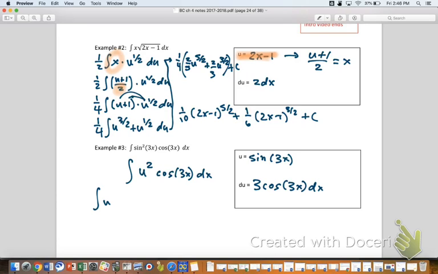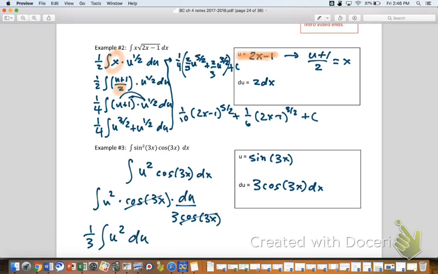Yeah, that whole big expression, it would be u squared times cosine 3x times du over 3 cosine of 3x. As I do a little bit of division and substituting here, wouldn't this then cancel with that? Yeah. It's kind of the whole point. Giving us 1/3 integral u squared du.